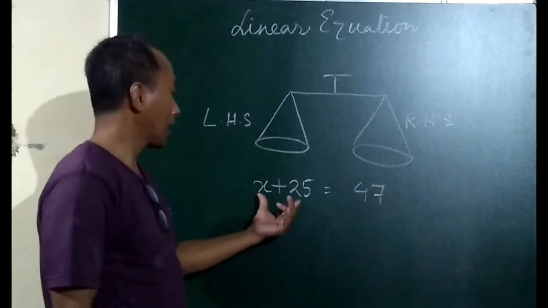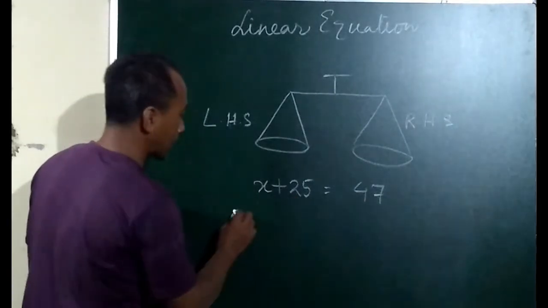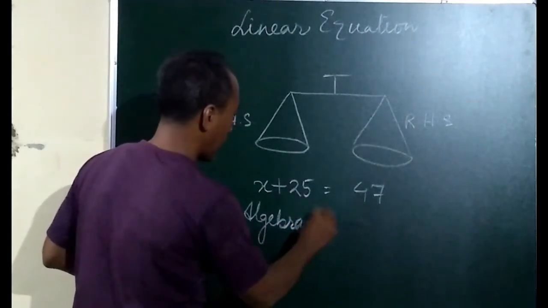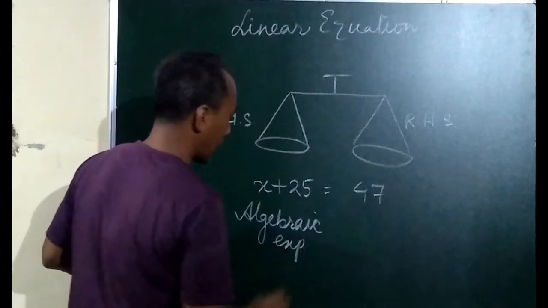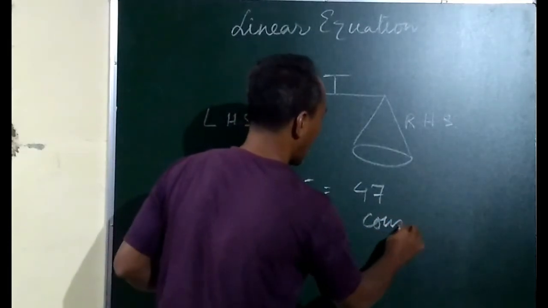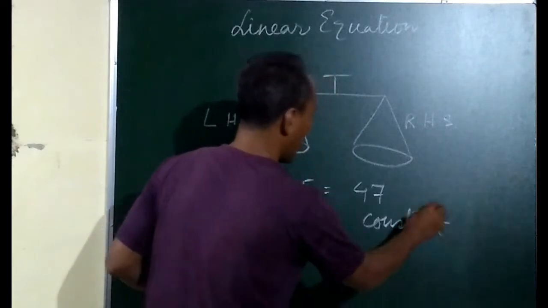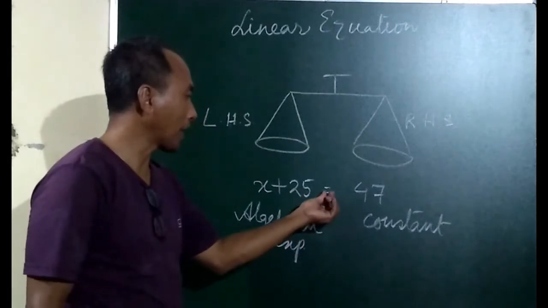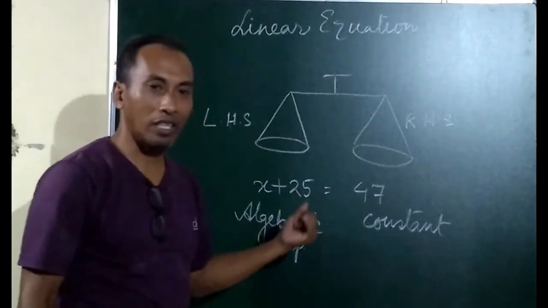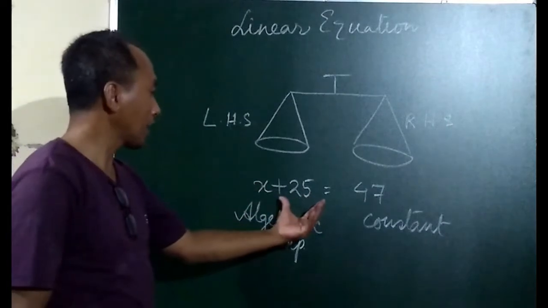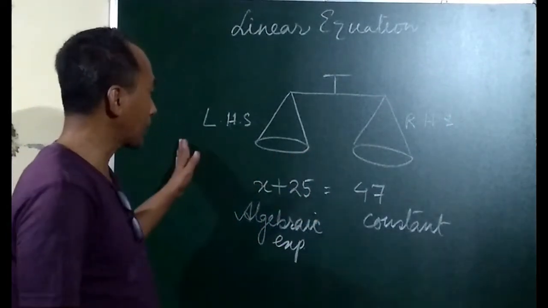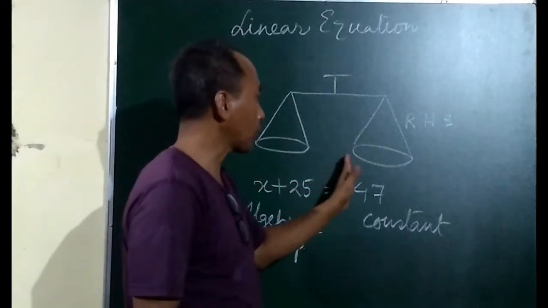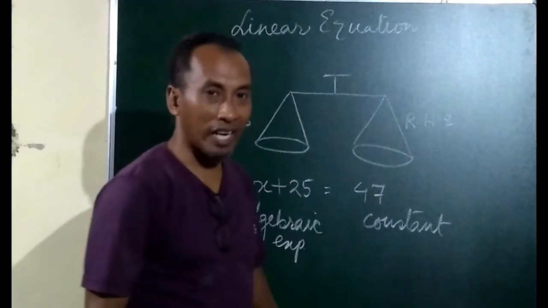Here you see an algebraic expression, and this is a constant. The portion of the algebraic expression and the constant is separated by an equal sign. This is called an equation. For example, the algebraic expression on the left side is called the left hand side, and the constant term on the right is called the right hand side.